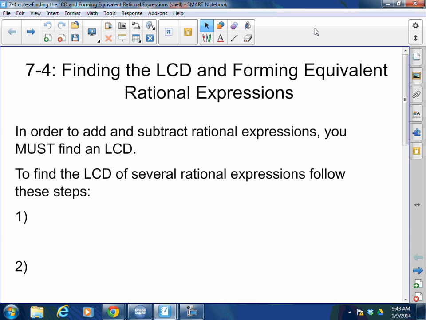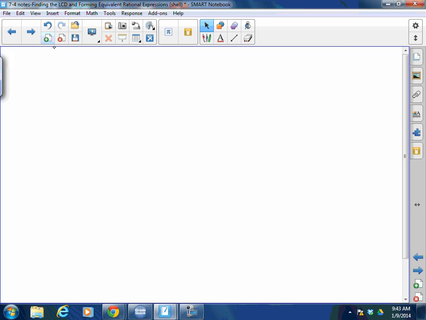We're going to continue with rational expressions, and this time we're going to take another piece, and find the LCD, the least common denominator. Let's just go back to old school stuff. For example, 15 and 5.